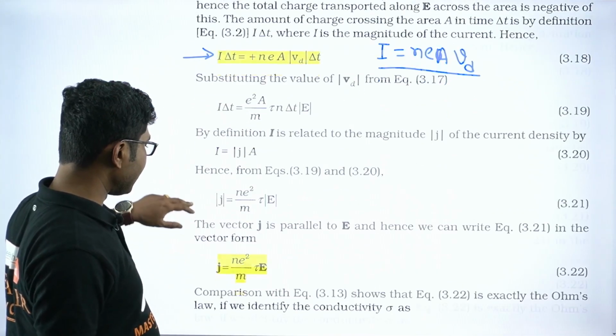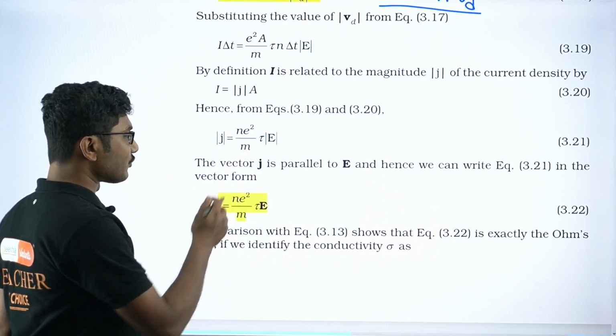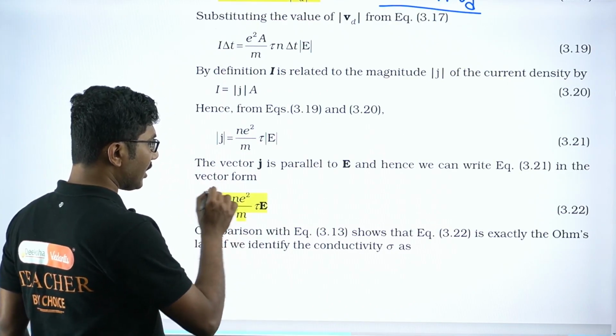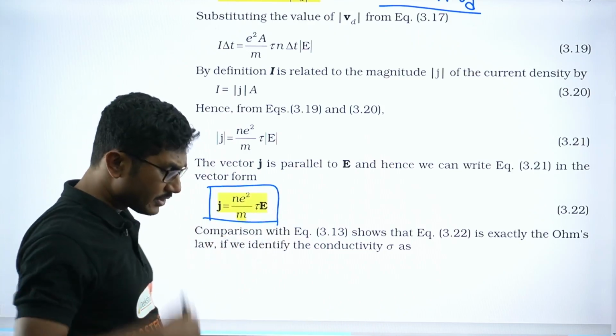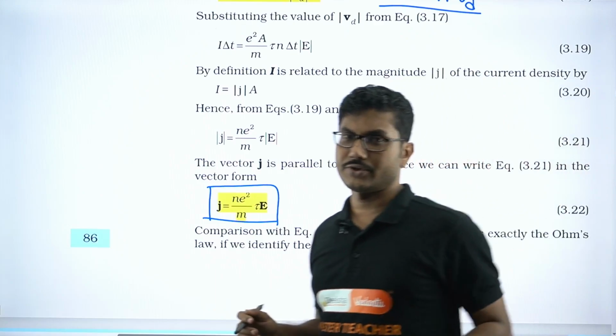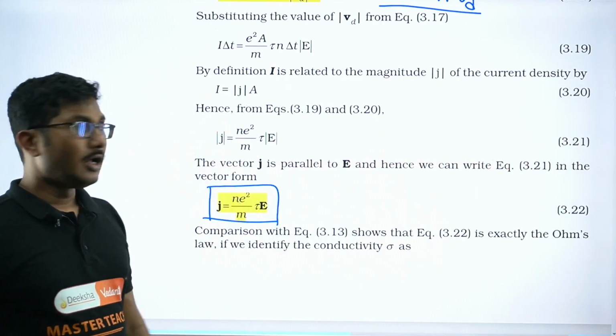Okay, based on this there is another derivation of the formula, that is J equals NE square tau by M into E. Sometimes this used to come, but this is also not coming, because from this chapter 3 marks questions are not coming. In all 3 blueprints only 2 marks questions are coming. So only the formula is important and its terms are important.